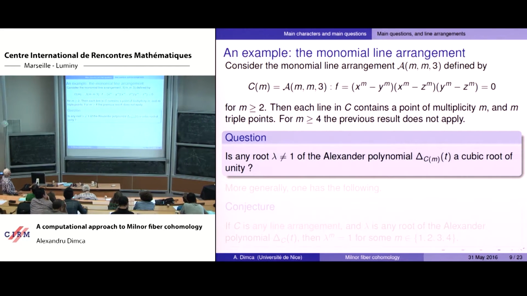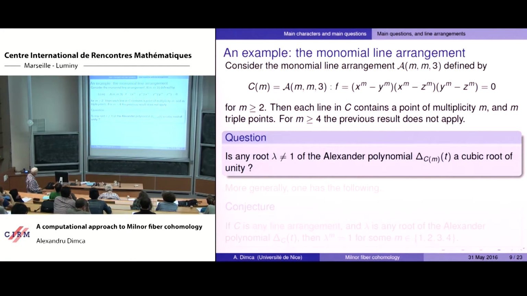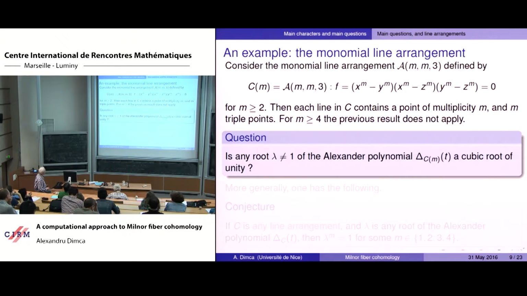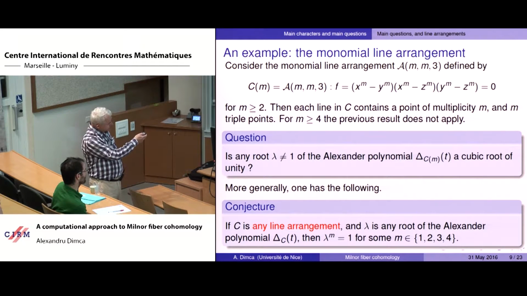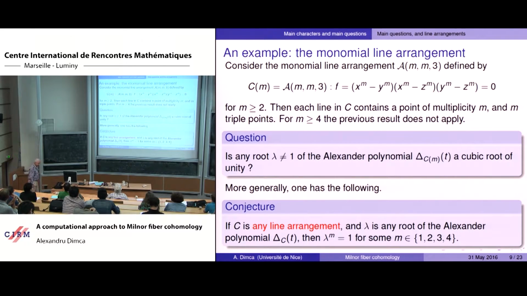So here, until recently, this was an open question, and I will tell you the story along my talk, what is the answer to this. And more generally, there is a strange conjecture by Papadima and Suciu, based on empirical observations. For the moment, the only roots of Alexander polynomials are roots of unity of order 1, 2, 3, and 4, nothing more. And we are not able to construct line arrangements with more complicated eigenvalues.